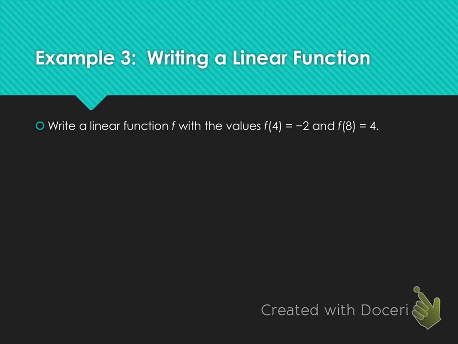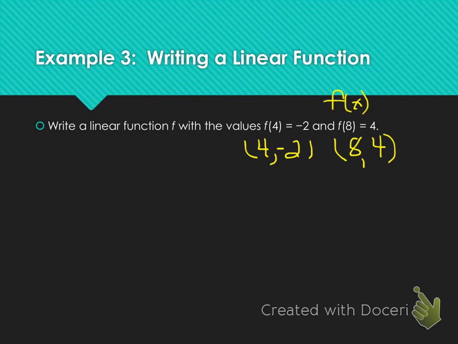Okay, now for example 3, we're asked to write a linear function f. So now we've got that whole function notation with f of 4 equals negative 2 and f of 8 equals 4. Remember, I told you this is just a different way of writing 2 different points. This f of 4, remember, that means that the x is 4 and the y is negative 2. And the other point here, f of 8, means that x is 8. Because remember, it's always f of x. So that x is 8. And my y is 4.